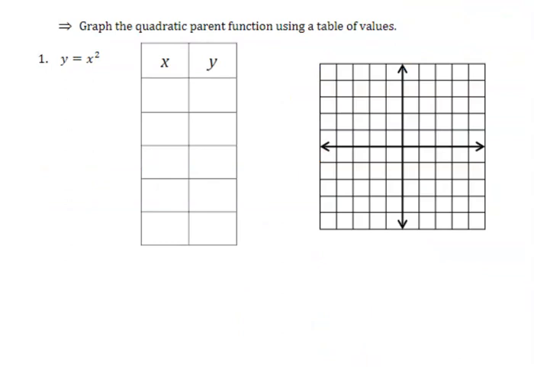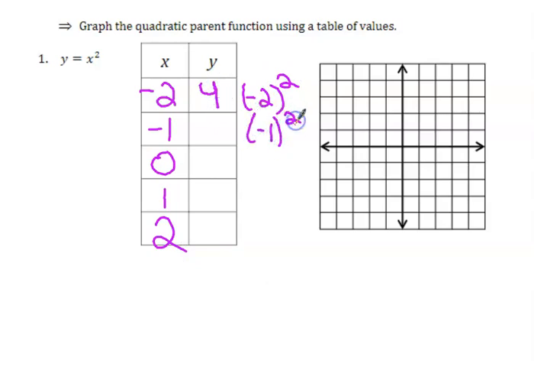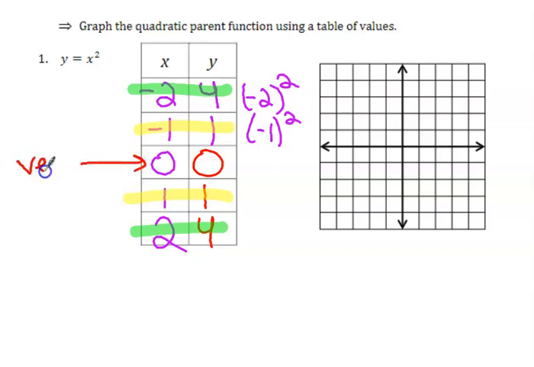So let's graph the parent function. I want to plug in -2, -1, 0, 1, and 2 and see what this thing looks like. If I have -2 squared, that's a positive 4. -1 squared is 1. Do you see how I'm putting it in parentheses? 0 squared is 0, 1, and then we have 4. If you notice, it is symmetrical. 2, 4 and -2, 4 have the same y. The same thing happens with -1, 1. And then we have 0, 0, which is our vertex.